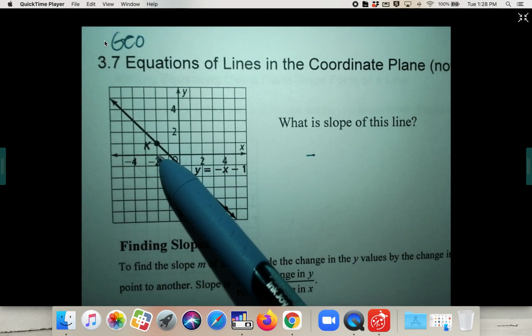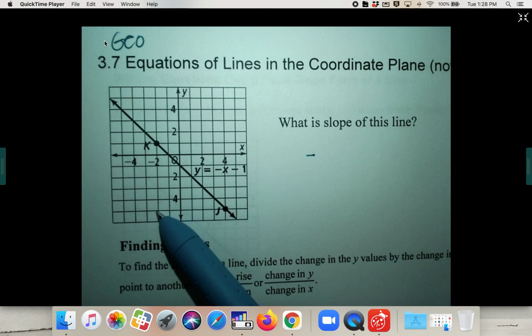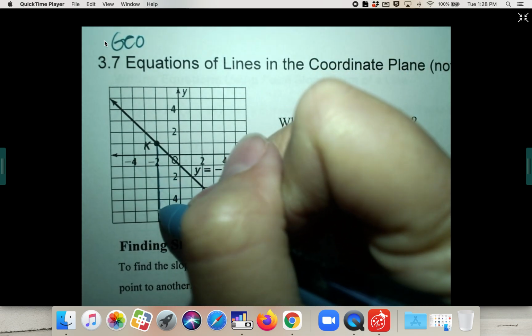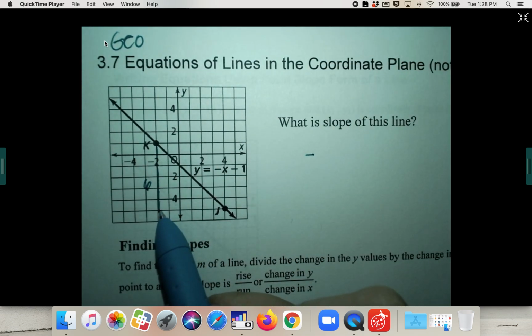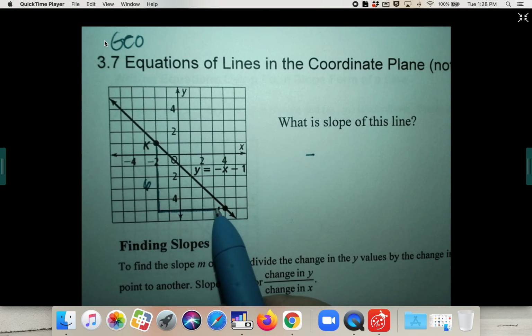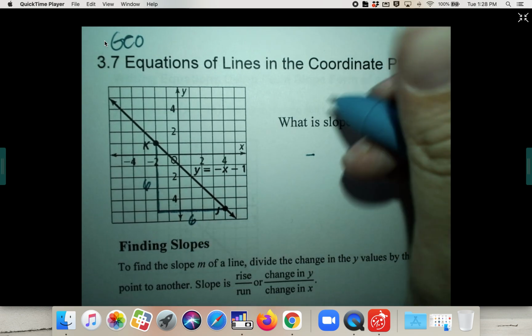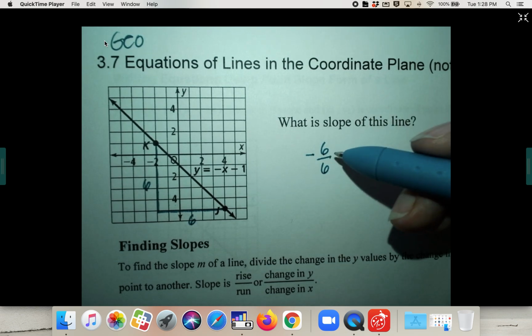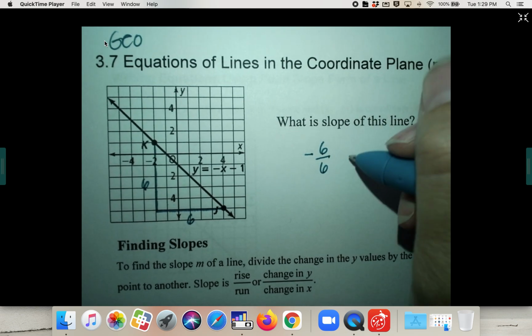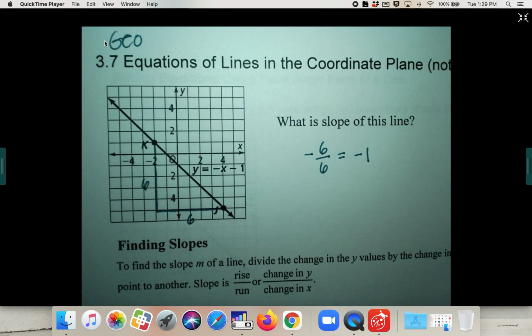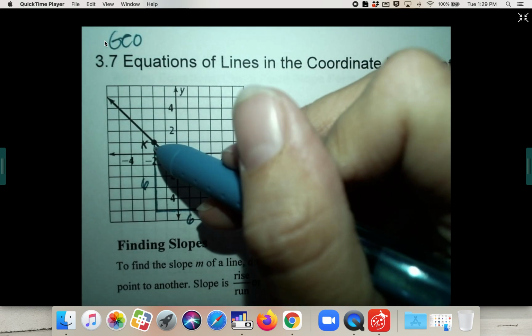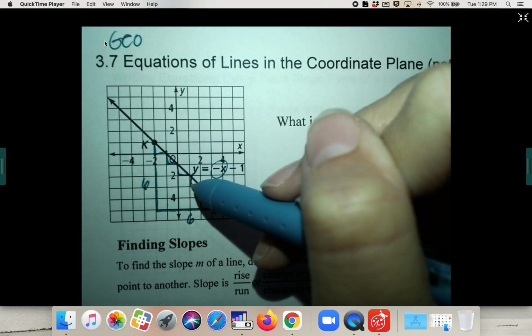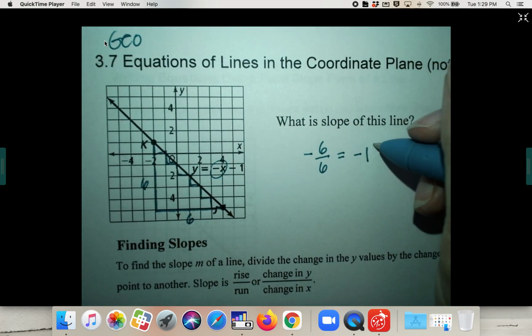So it would be down 1, 2, 3, 4, 5, 6. So you're going down 6 over 1, 2, 3, 4, 5, 6. 6 over 6. So negative 6 over 6, and because it's a fraction, it's math, we always simplify. That would simplify to negative 1. I just now noticed that it actually tells you what the slope is. That's okay. We just counted down 1 over 1, which is simplified. Okay, so the slope is negative 1.